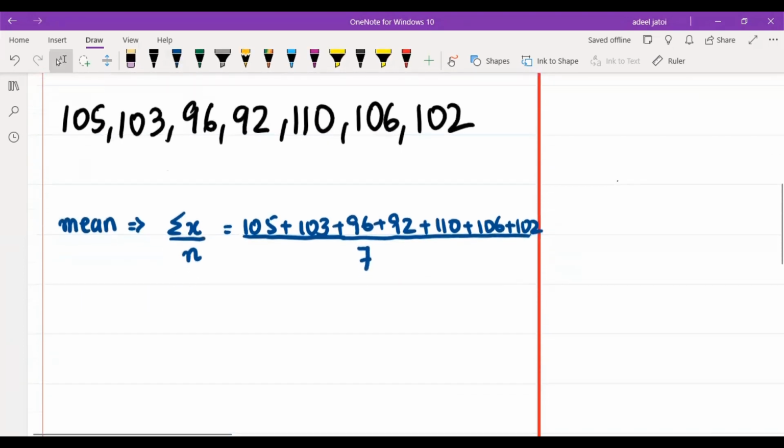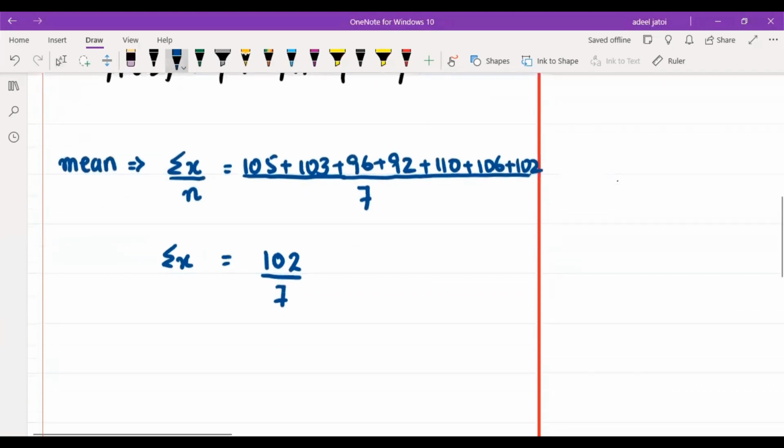Your numerator, the summation of x, is when you add up 105 plus 103 plus 96 plus 92 plus 110 plus 106 plus 102, divided by 7. The answer will be 102. That means this particular calculation gives me the mean.